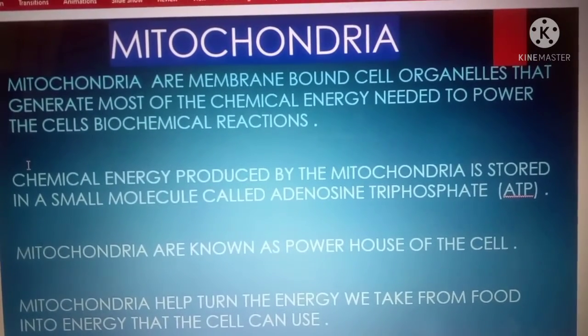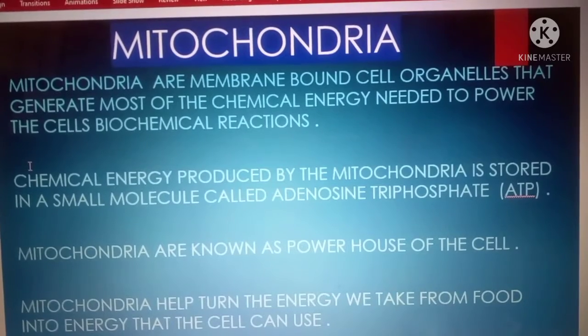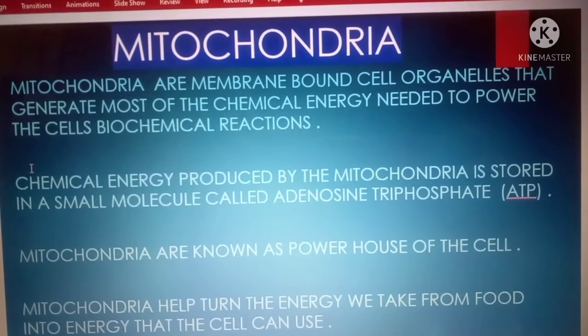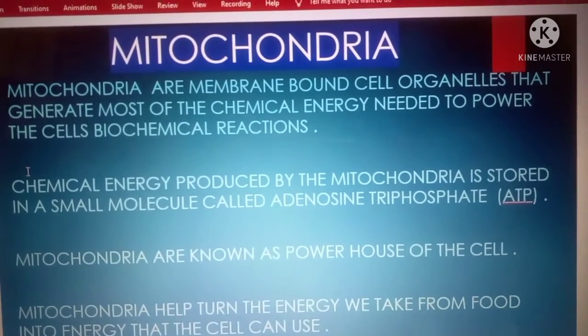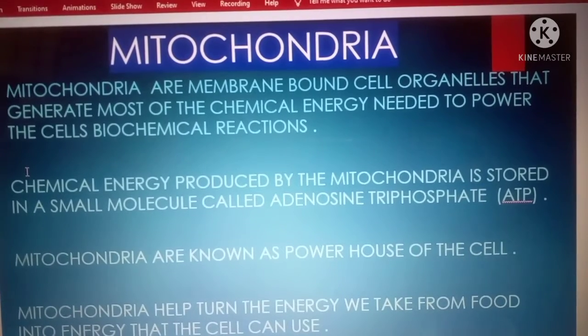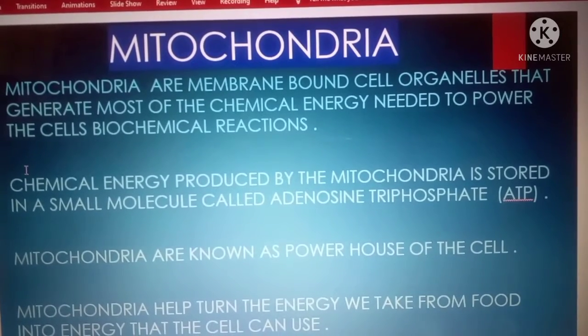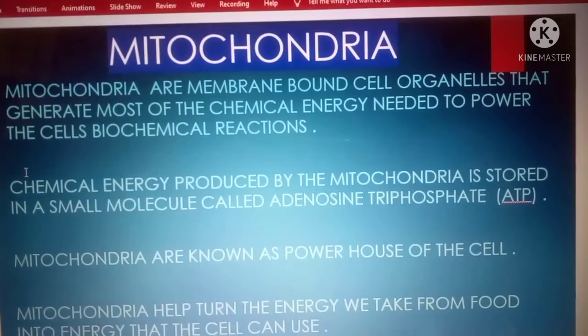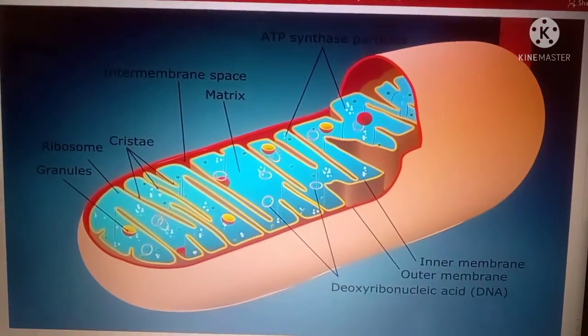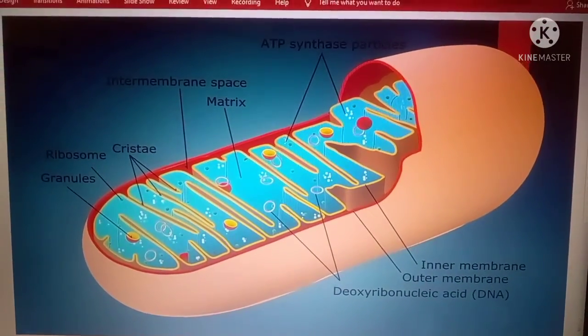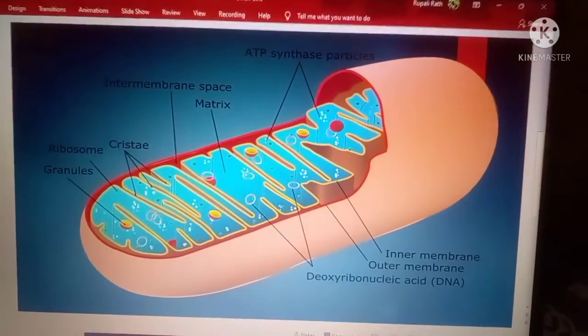Mitochondria help turn the energy we take from food into energy that the cell can use. So generally the energy which is stored in mitochondria is used by the cell. Mitochondria is a very important part of the cell organelles because it is the powerhouse of the cell and contains energy in the form of ATP.